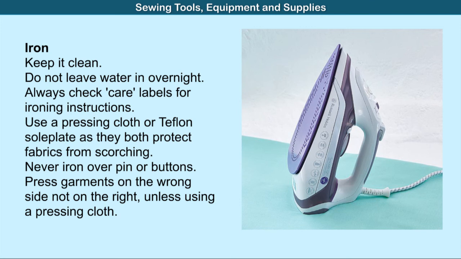Then the iron, which is required for pressing, needs to be clean. Keep it clean. Basically, don't leave water in it overnight. Always check the care label for ironing instructions. Use a pressing cloth or Teflon sole plate, as they both protect fabric from scorching. Never iron over pins or buttons. Press garments on the wrong side, not on the right side, unless using a press cloth.